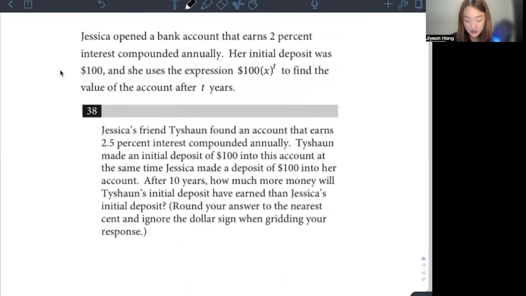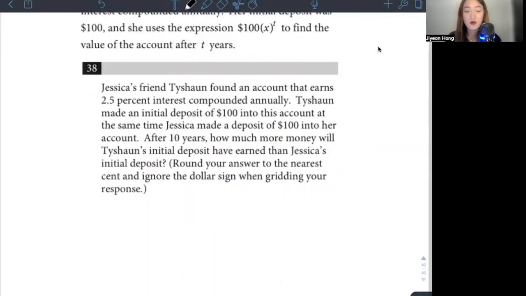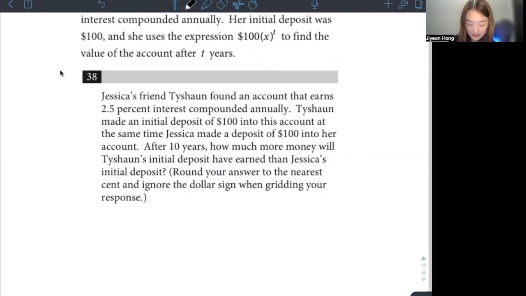All right, 38. Jessica's friend Tyshawn found an account that earns 2.5% interest compounded annually. Tyshawn made an initial deposit of $100, same time that Jessica did $100. After 10 years, how much more money will Tyshawn have? Obviously, Tyshawn's interest rate is greater than Jessica's interest rate, so we can expect that to be a greater amount, but we want to see the value that's different. So we're going to go ahead and figure out Tyshawn's value, which is 100 multiplied by 1.025 to the 10th power, and Jessica, which is 100 multiplied by 1.02 to the 10th power.